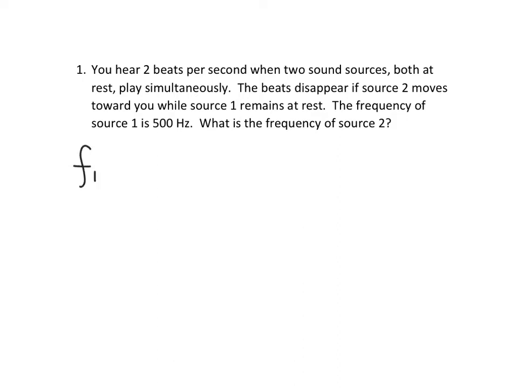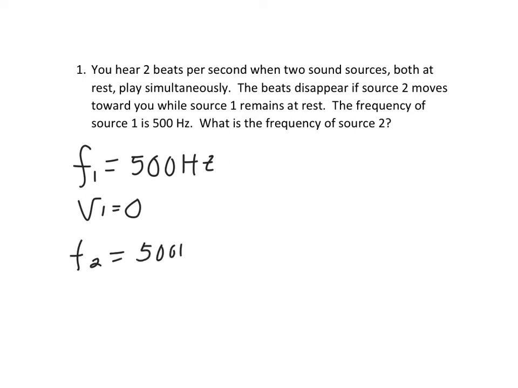So we know that F1 equals 500 hertz, and we know that source 1 is also at rest. So V1 equals 0. We know that F2 is equal to either 500 hertz plus or minus 2 hertz because you hear 2 beats. So I could add that the beat frequency equals 2 hertz. So that means that the frequency of source 2 is either 498 hertz or 502 hertz.